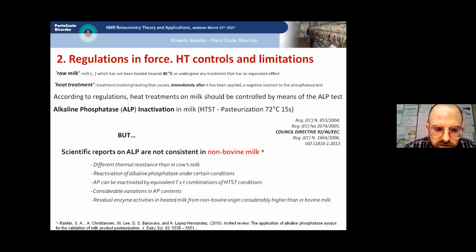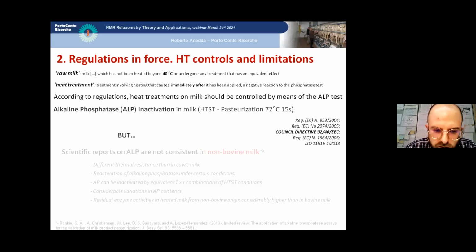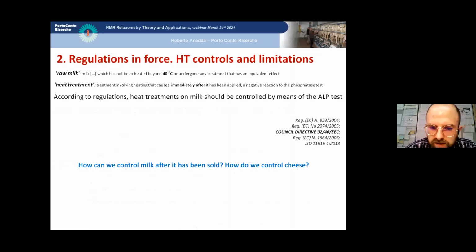But okay, so how can we control milk over longer times? How can we control cheese? How can we control mature cheese, ripened cheese? This is a very important question, and this question is not answered by the regulations.